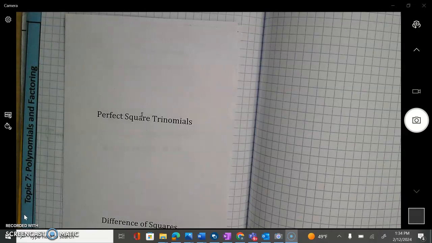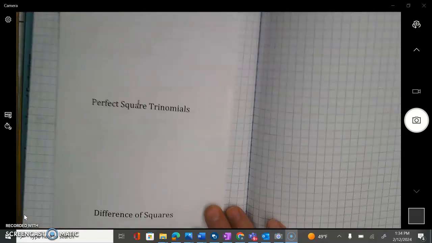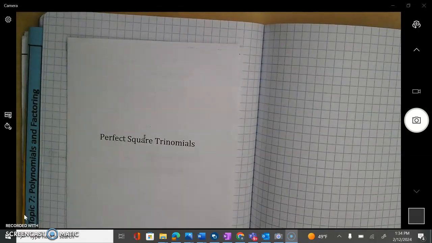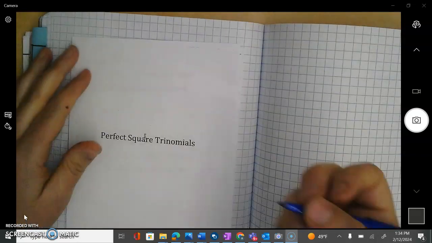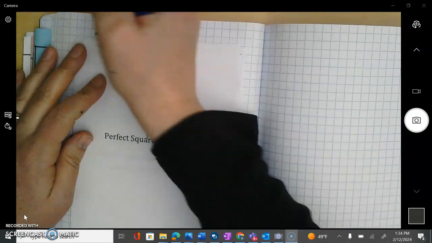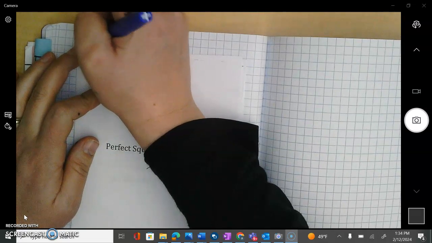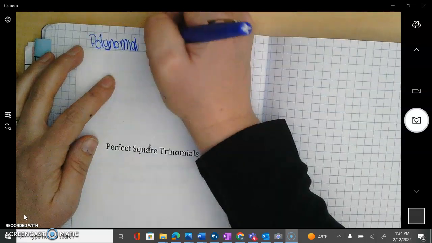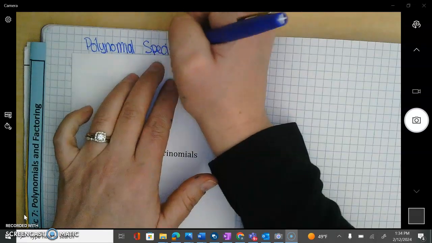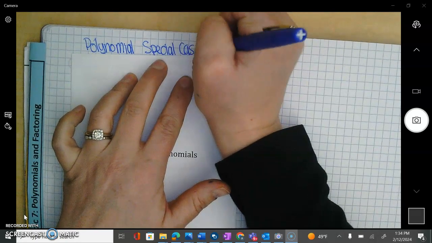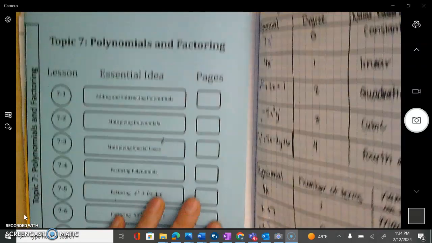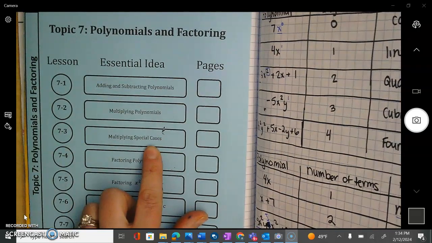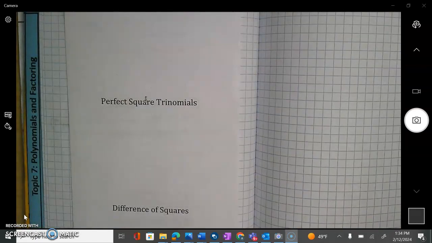Okay. So today we're talking about perfect square trinomials and difference of squares. Essentially these are just special cases of polynomials. So what we'll do is we'll just title this "polynomial special cases." And then make sure that you are putting whatever your page number is for 7-3. So we've moved on to lesson 7-3, looking at those polynomial special cases.